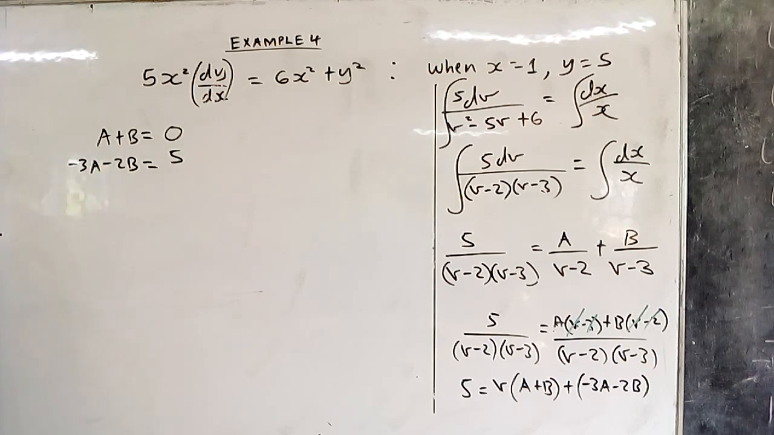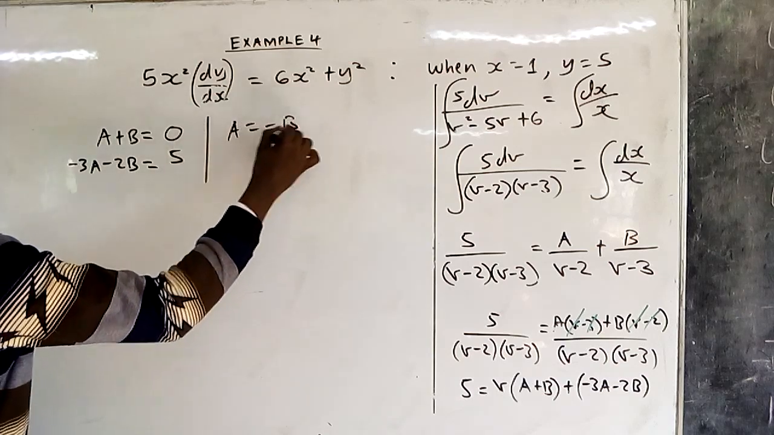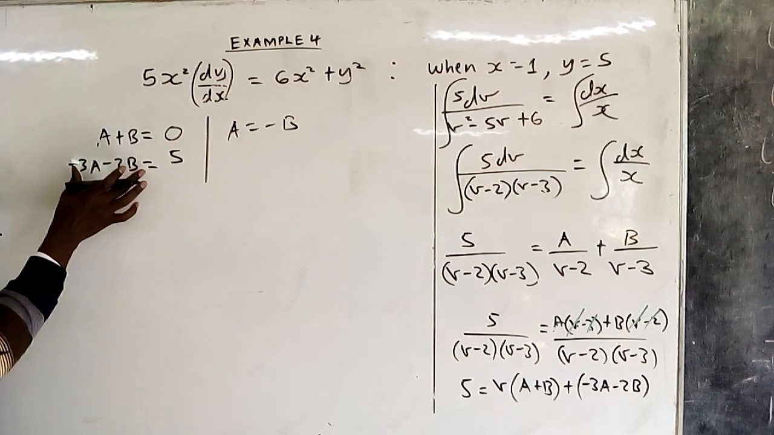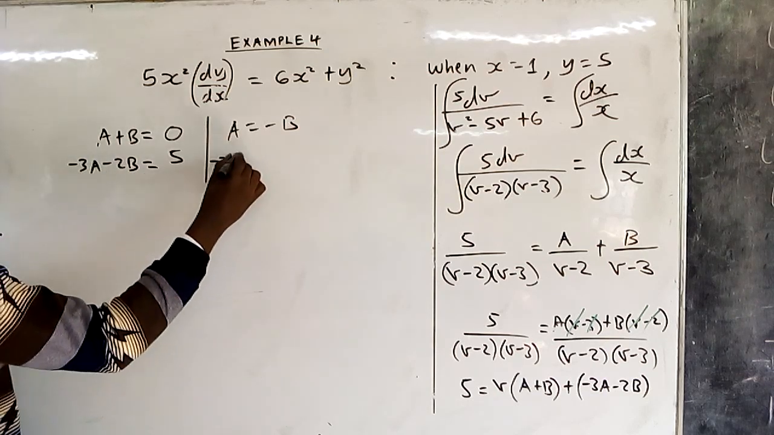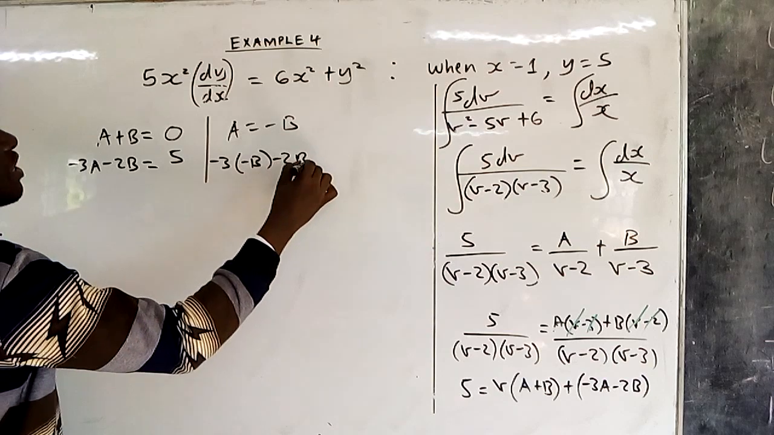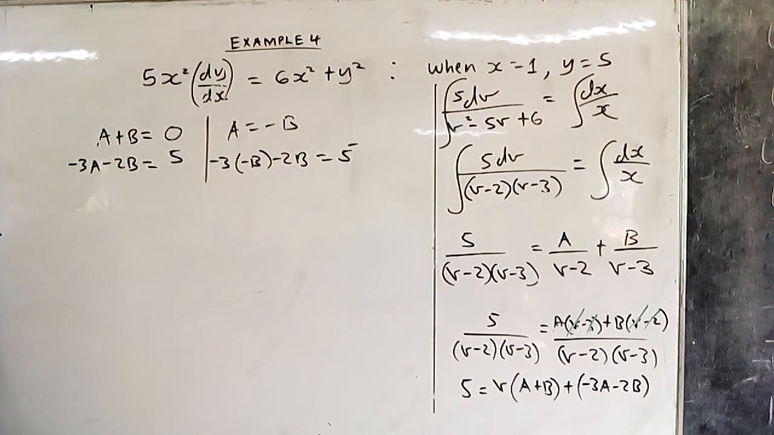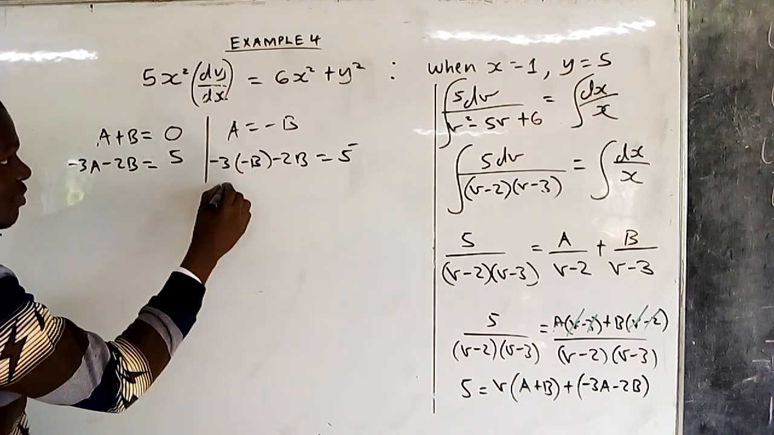So what is the value of A and B? You can use substitution method. What is A and B? Remember, A is equal to negative B if you take B the other side in the first one, isn't it? Yes. A is negative B, so it means where there is A, you put negative B, isn't it? So what are we going to have? Negative 3 to the value of A, which is negative B, minus 2B is equal to 5.